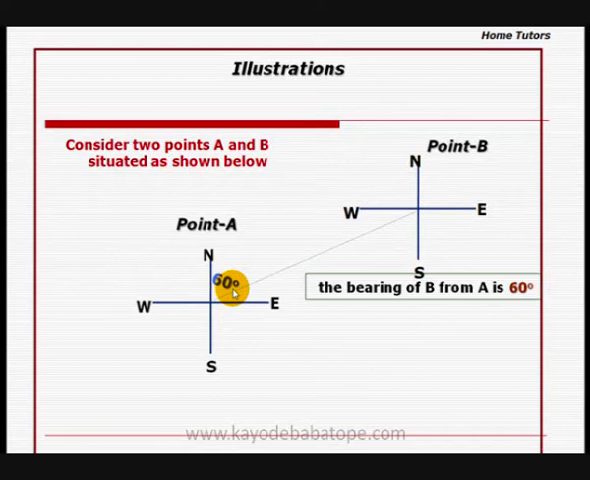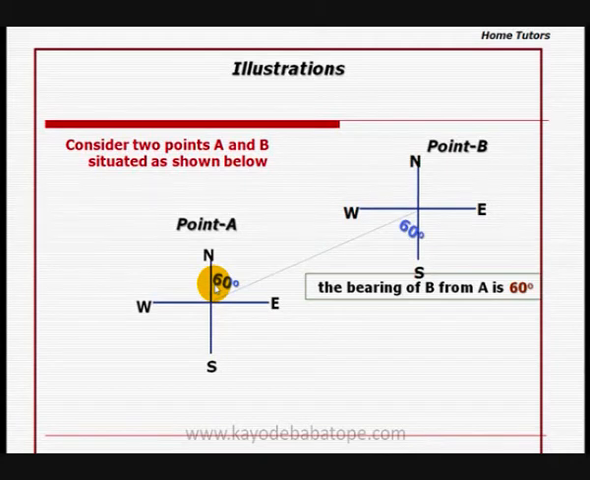That is, you have to move 60 degrees starting from the north of A for you to get to the line that joins the points A and B. So the bearing of point B from point A is 60 degrees.